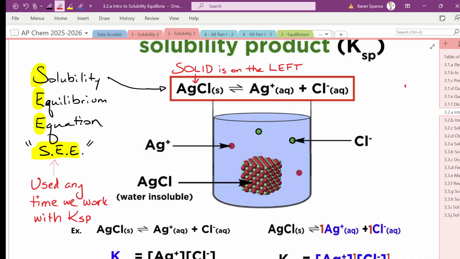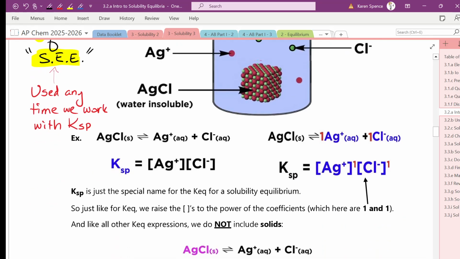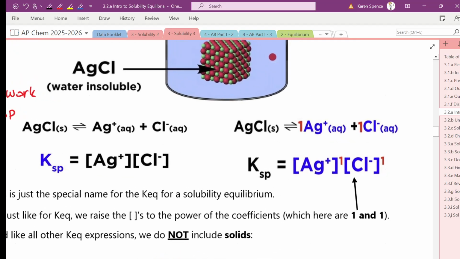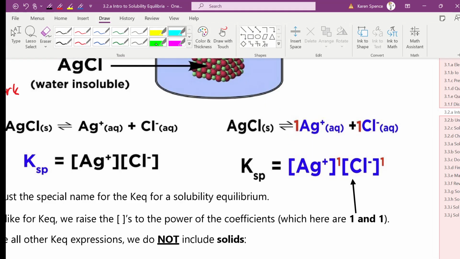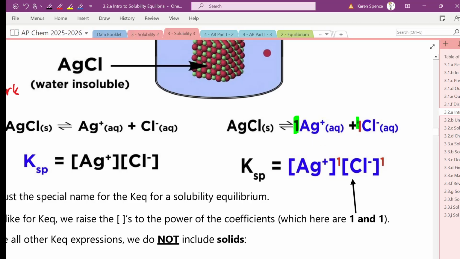Now, just like any other K, it's the concentration of the products over the reactants. Like any other Keq, it is the concentration of the products over the reactants. Excellent. Okay. And here we go. We have here for our AgCl coefficients of 1 and 1, so the powers those are raised to are 1 and 1. So our Ksp then is just Ksp equals [Ag+][Cl-].